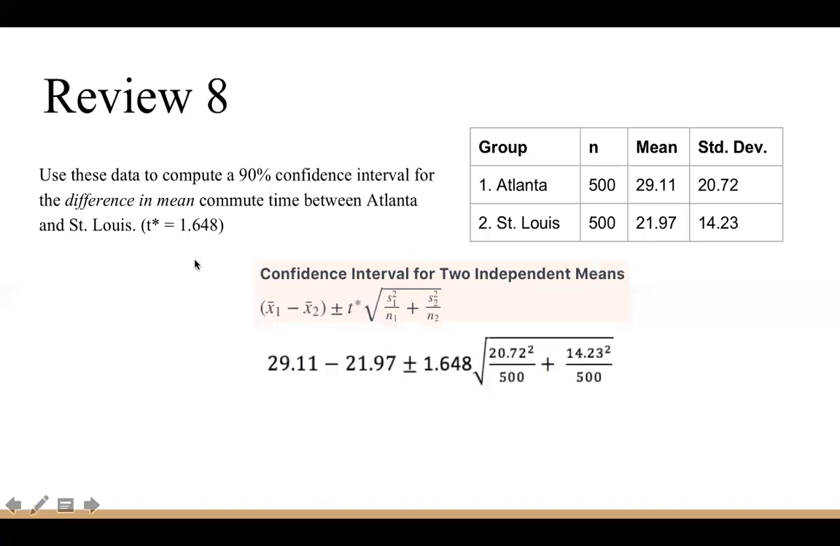Okay, we're going to go over the answer here. X bar 1 is the mean of group 1, which is 29.11, and then we subtract 21.97, which is the other mean. Then we add and subtract the t star multiplier times the standard error, where we take the standard deviations, square them, and divide each by n, which for both just happen to be 500. We get a margin of error of 1.85, and then our final answer of 5.29 to 8.99. So overall, pretty good job, you guys.